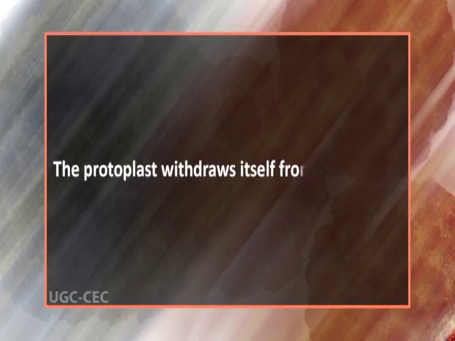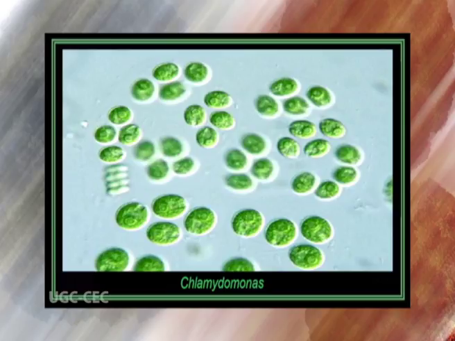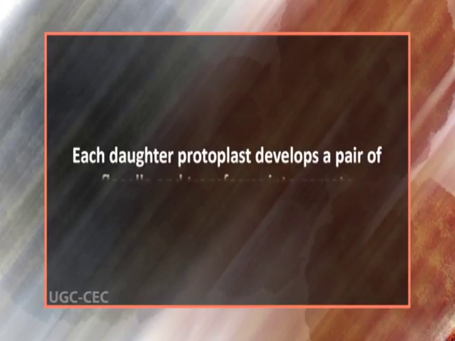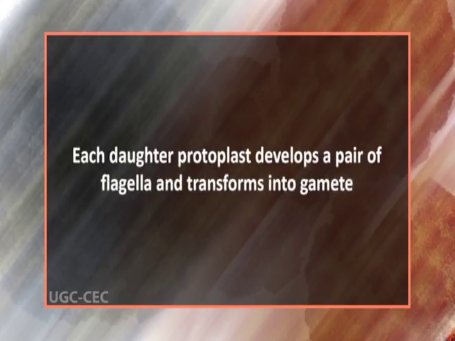The vegetative cell functioning as a gametangium comes to rest and loses its flagella. The protoplast withdraws itself from the cell wall. The protoplast divides by repeated longitudinal mitotic divisions to produce 8, 16, 32 or 64 daughter protoplasts. Each daughter protoplast develops a pair of flagella and transforms into a gamete. The gametes are liberated by breaking the cell wall of the gametangium.